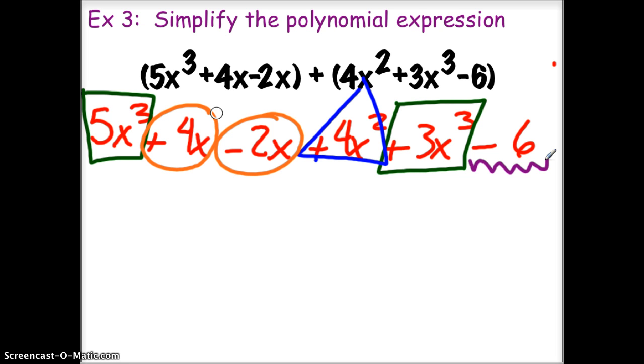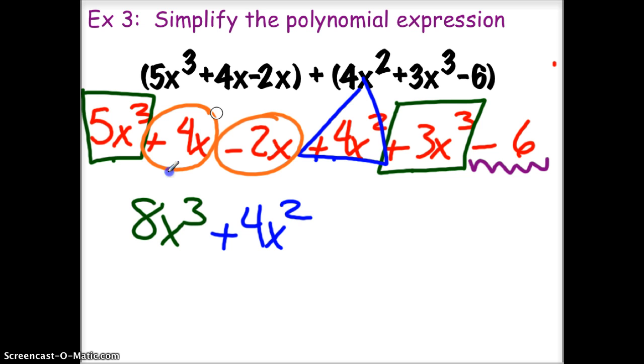So starting with my x cubed, since that's the biggest exponent, and you want to go from greatest to smallest just to keep it in order, 5x cubed plus 3x cubed gives me 8x cubed. So now I'm going to move to my x squared terms. I just have 4x squared. 4x's minus 2x's is going to be a positive 2x's. And then I've got my minus 6. So my polynomial is 8x cubed plus 4x squared plus 2x minus 6.